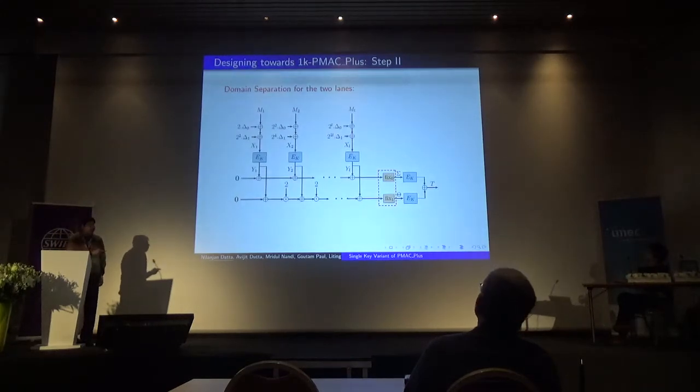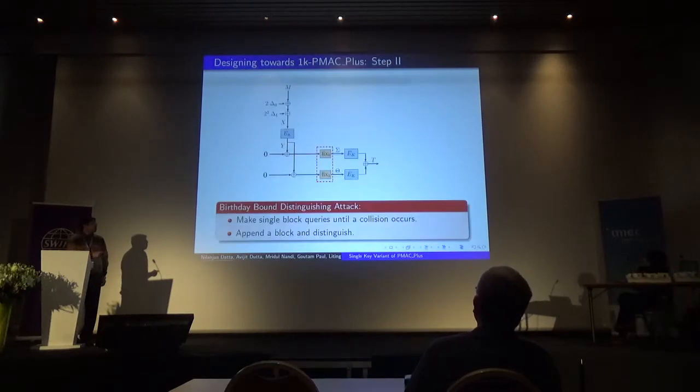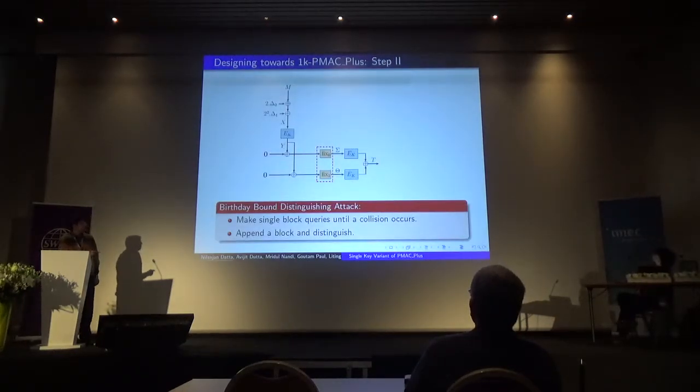So how about domain separation for the two lanes? We use a fixed 0 notation. This means we are fixing the least significant bit to 0, and here we are fixing the least significant bit to 1, and thus we are making a domain separation for these two cases. So if we do this, is it enough? We see that no, this is not enough again.